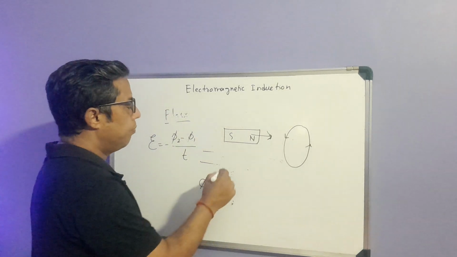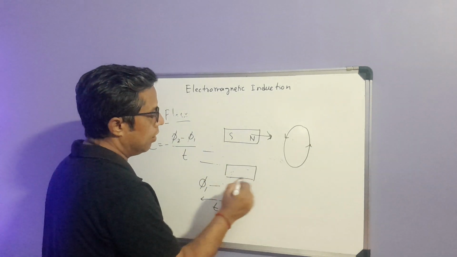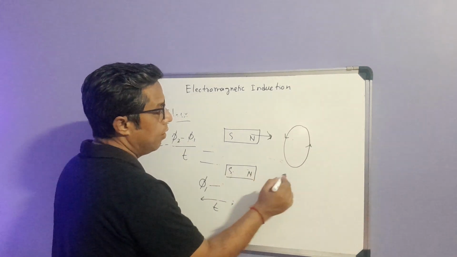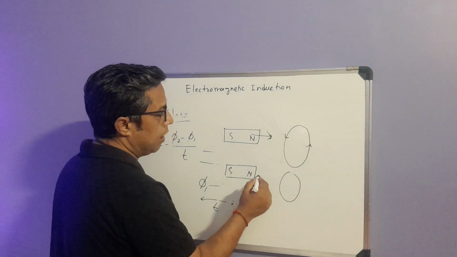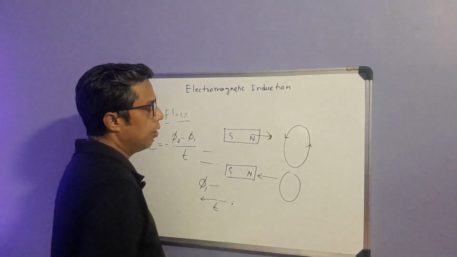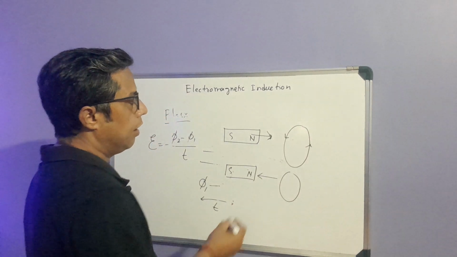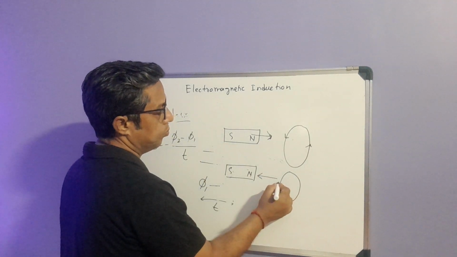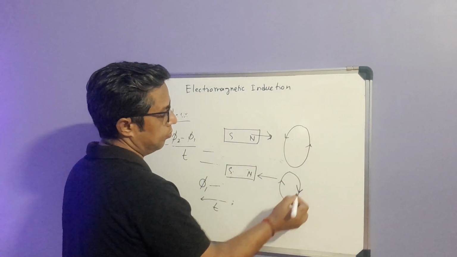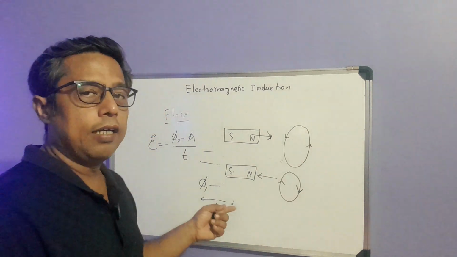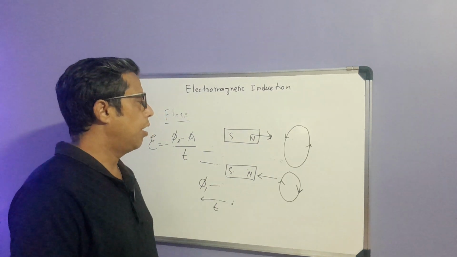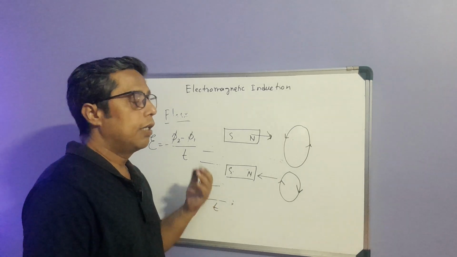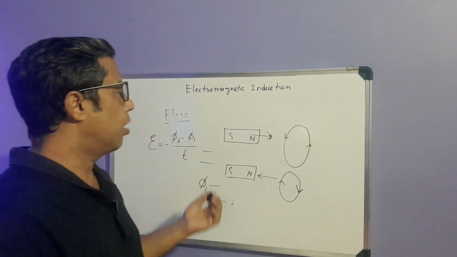Now, if the magnet is moving away from the coil, then the direction of current will be clockwise. So this is the application of Lenz's law. We have other applications too, which we will discuss in another session. So just focus on this part.